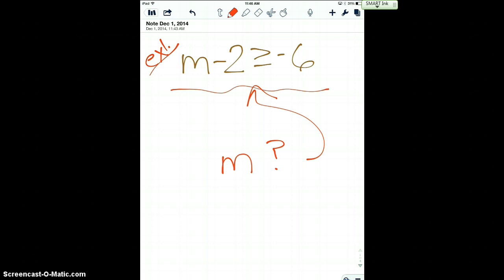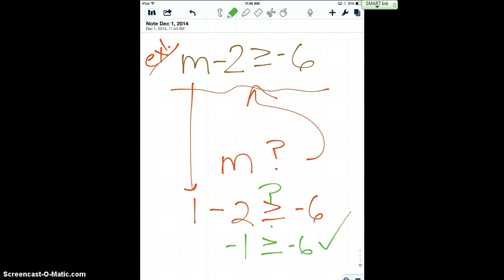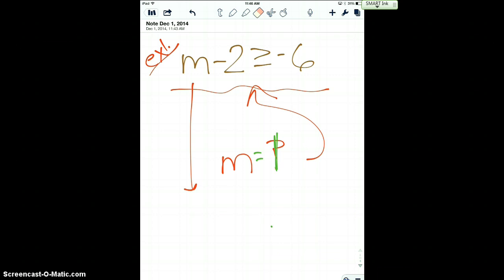So if you were guessing and checking, you might say, well, could m be 1? If you plug in 1 for m and you subtract 2, will that be greater than or equal to -6? So we're making this a question. Well, 1 minus 2 is -1, and is that greater than or equal to -6? Yes, it works! So is our answer m equals 1? Well, should we try any other number to see if it works, if we already found one that works?